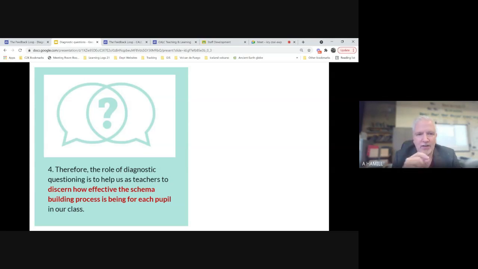The role of diagnostic questioning then is to discern the extent to which our pupils have accessed the new knowledge that we're trying to communicate to them. Have they made the right connections to the right prior knowledge? Have they interpreted the threshold concepts well? Have you introduced them to them? Have you used them to unlock the knowledge? And how do you know is the key question.